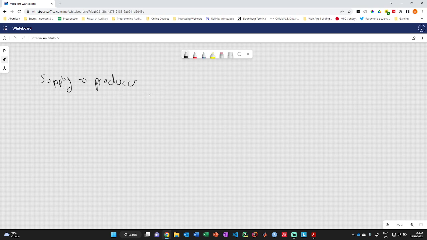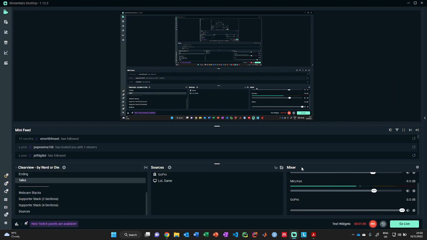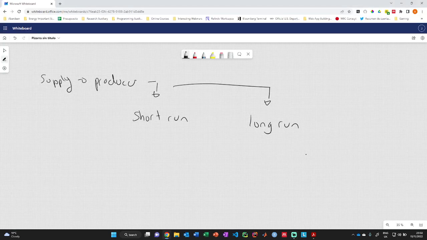And we need to see that producers can make decisions in two time frames. One of these time frames is what we call the short run, and the other time frame is what we call the long run. Just let me double check that this is recording. Yes, it's recording. So we have these two time frames.